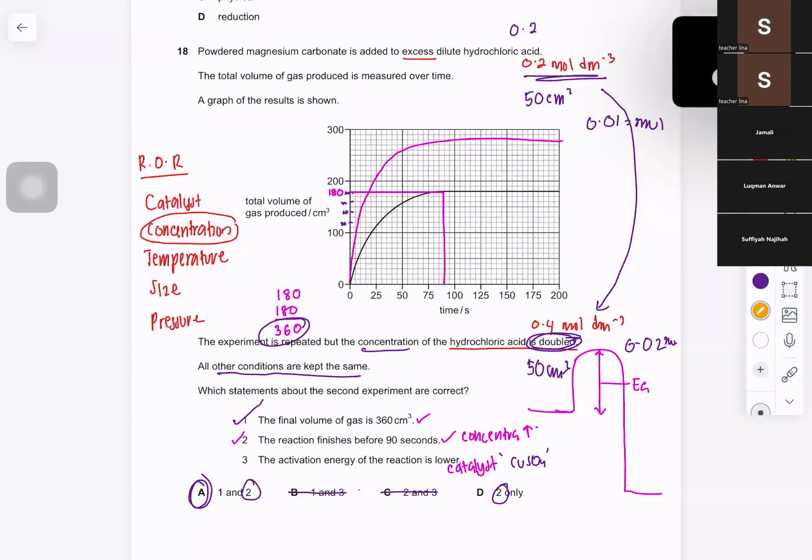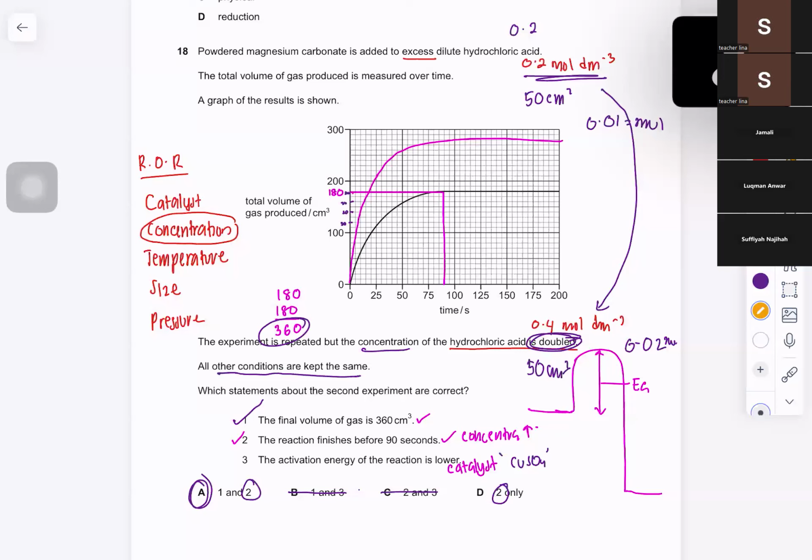So saya jawab D. Jawapan dia D. Kalau ikutkan teacher dah check dalam answer scheme jawapan dia D kan? Betul? Betul. Dalam answer scheme.